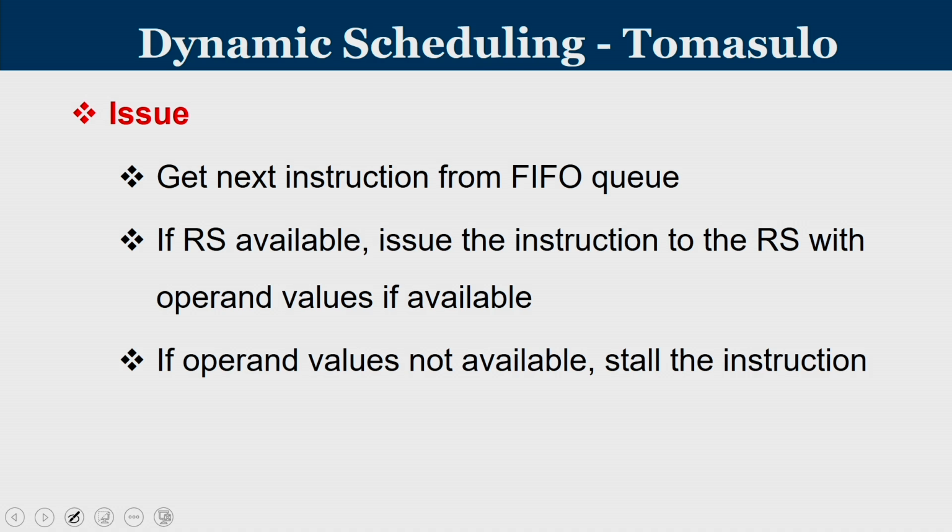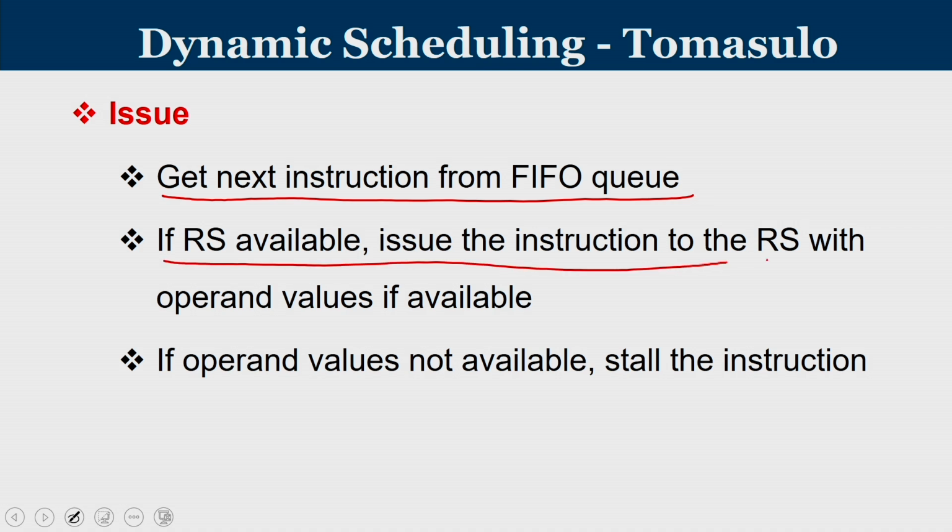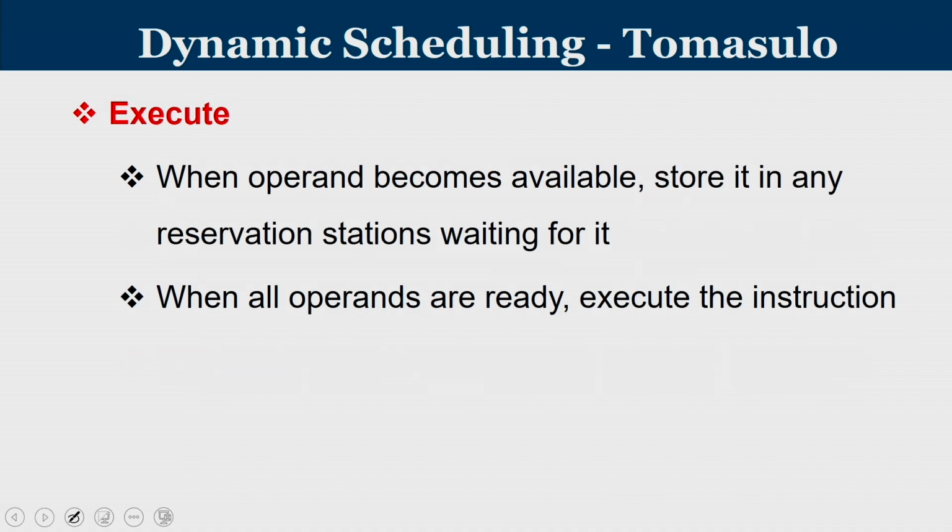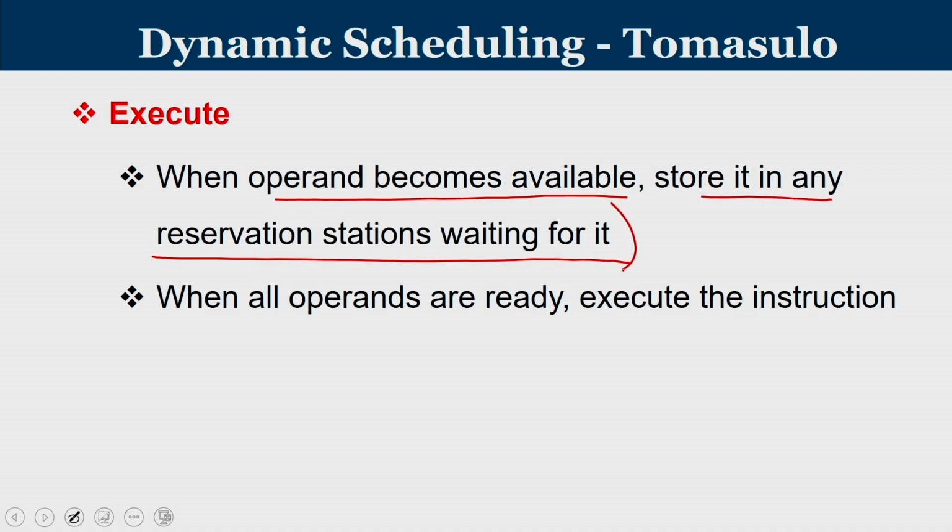Now, in dynamic scheduling, we have basically issue. Issue is the very first stage. What we will do is get the next instruction from the FIFO queue, that is the instruction that you got after fetching. If a reservation station is available, issue the instruction to the reservation station if the operand value is there. If the operand value is not there, then we are going to wait in the reservation station. Now, coming to the execute stage, when all the operands are available, you store them in the reservation station and then you wait for it. When all operands are ready, you are going to execute.